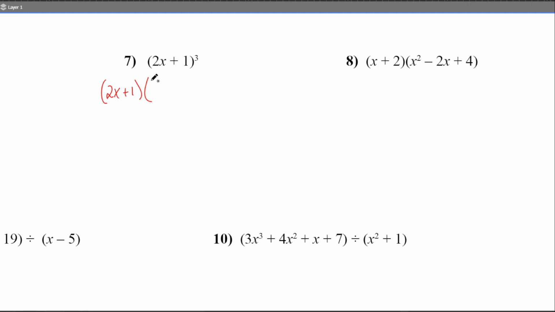Wow. Class is over already. And a 2x plus 1. Oh, and another one. I acted like that was the last one. Now it's the last one.